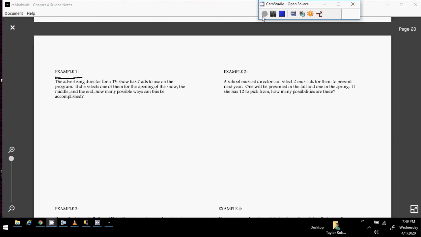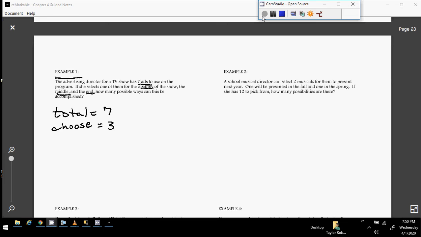The advertising director for a TV show has 7 ads to use on a program. Okay, so that's important, 7 ads. If she selects one of them for the opening, the middle, and the end, how many possible ways can this be accomplished? So this is how I like to approach these problems. How many total things does she have to choose from? Well, she has 7 things to choose from. How many is she choosing? Well, she is choosing 3.